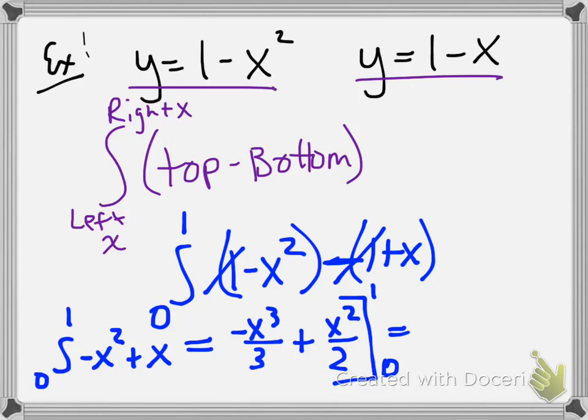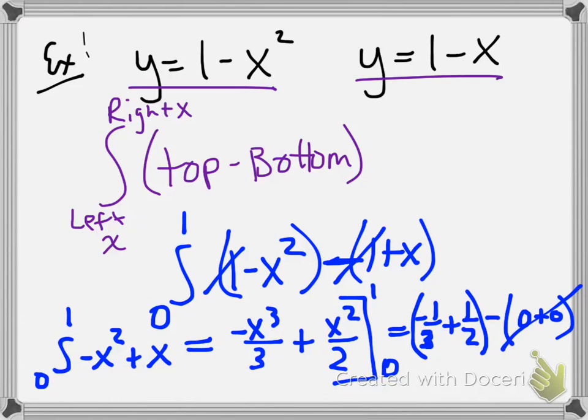When you plug in 1, you get negative 1/3 plus 1/2 minus, and then when you plug in 0, you get 0 plus 0. So the 0 part's going to be gone. So I just have negative 1/3 plus 1/2, which is 1/6.